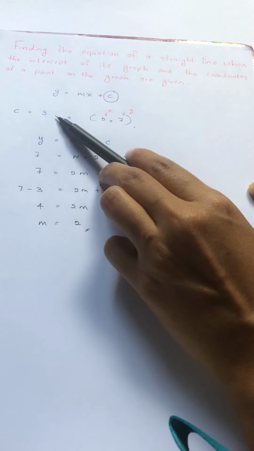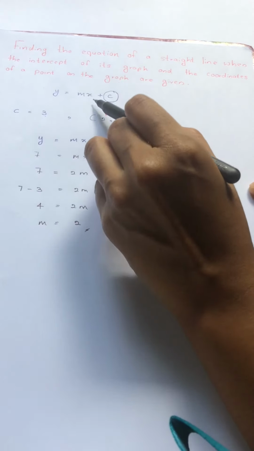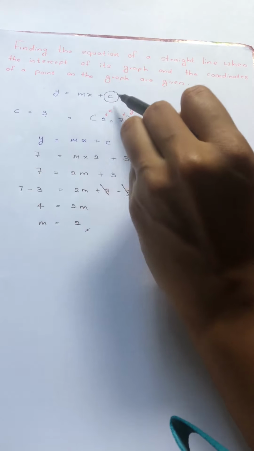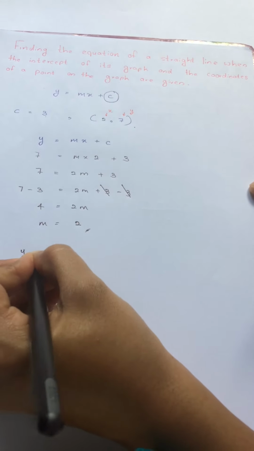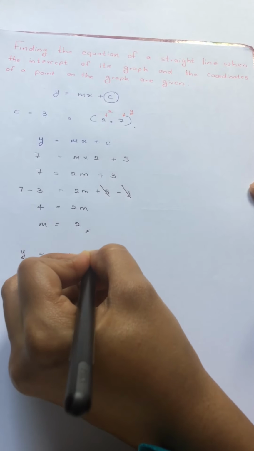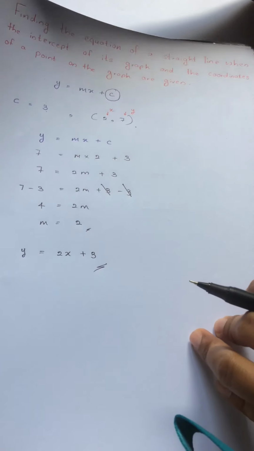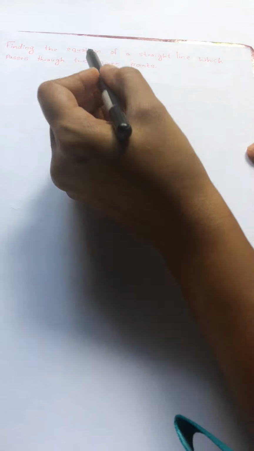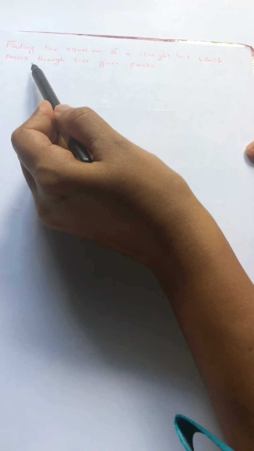Now you know the value of c and the value of m. So I can write down the equation of this straight line by substituting the values of m and c. Therefore, the equation of the graph will be y equals 2x plus 3. So let's move on to the second instance of finding the equation of a straight line. Here you are going to find the equation of the straight line which passes through two given points.